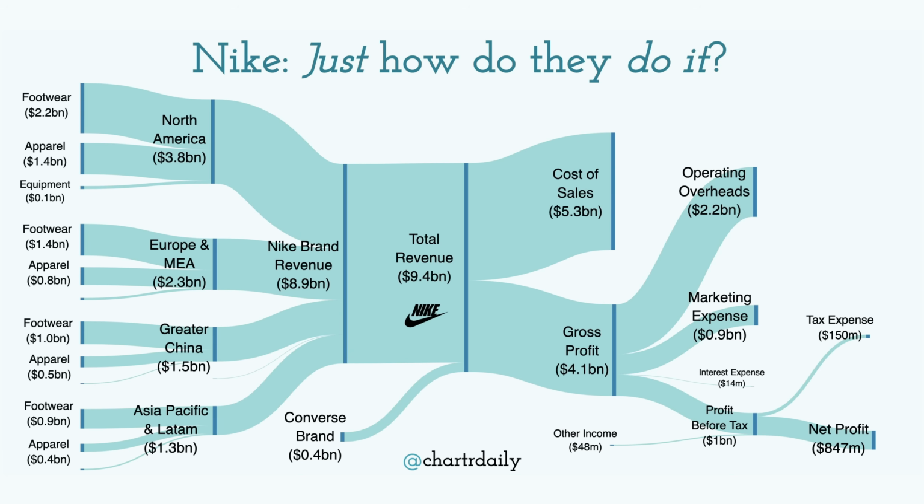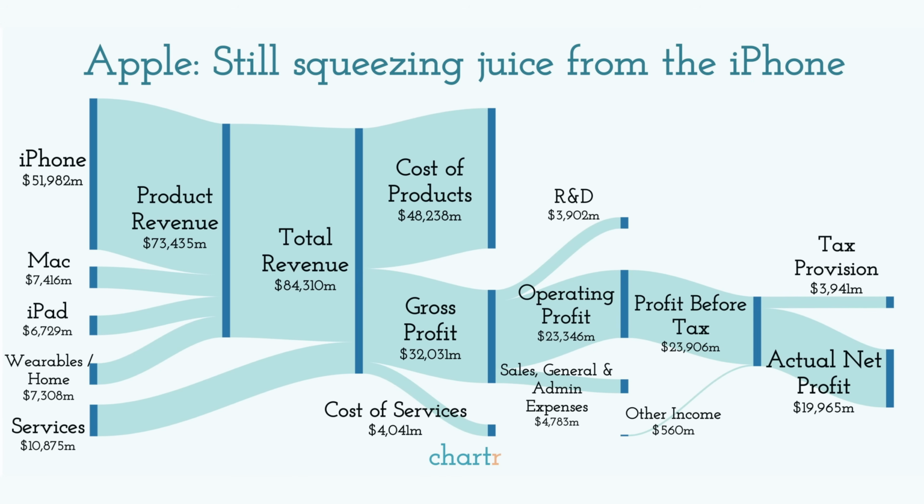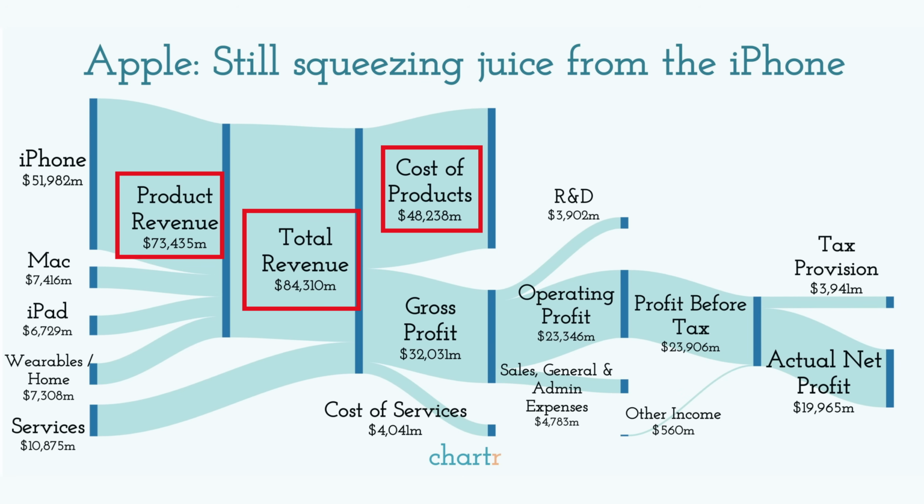You also have this for Nike across the different geographical locations where they sell, and this beautiful one from Apple, where you see the total revenue, what the cost of goods sold are, how much they spend on R&D, and what their actual net profit is.